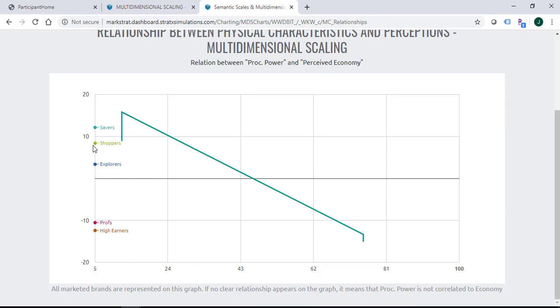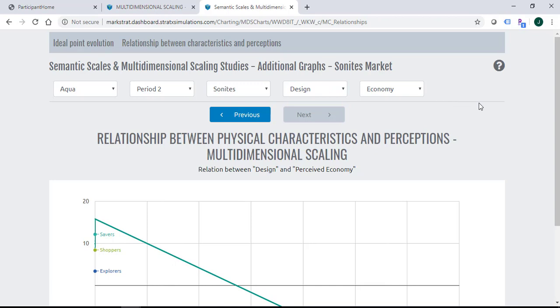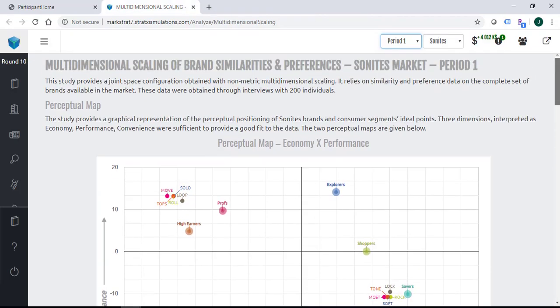So if you want to target shoppers, the ideal value is 8.38 in terms of perceived economy, and so processing power should be a little bit over 24. You can change the dimensions. This tool will convert multi-dimensional scaling to the product's actual attributes. So this is the multi-dimensional scaling for the Sonar market, and you can change the market.